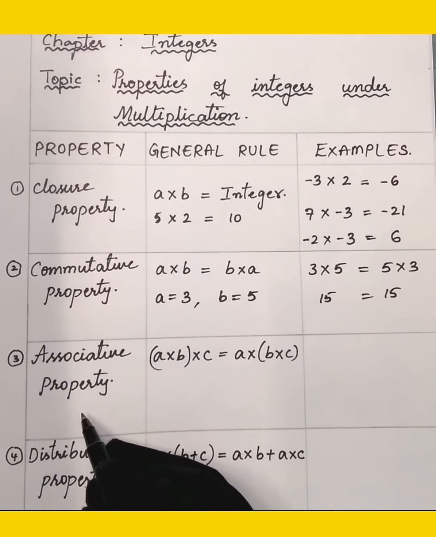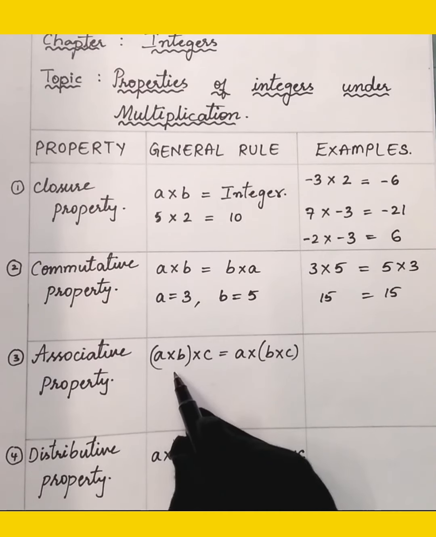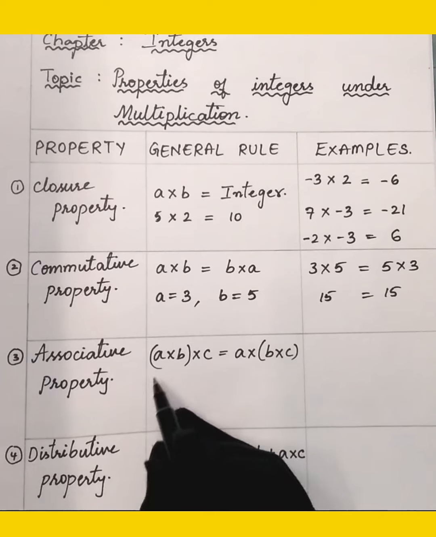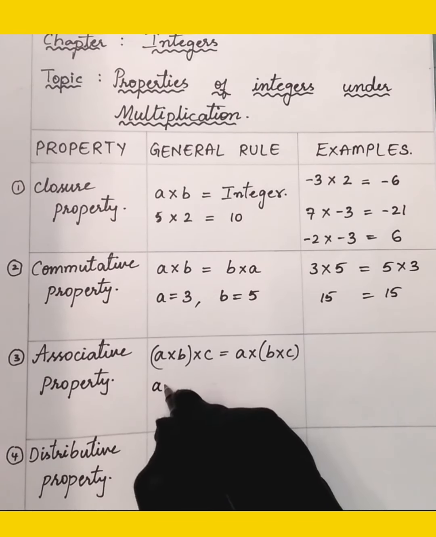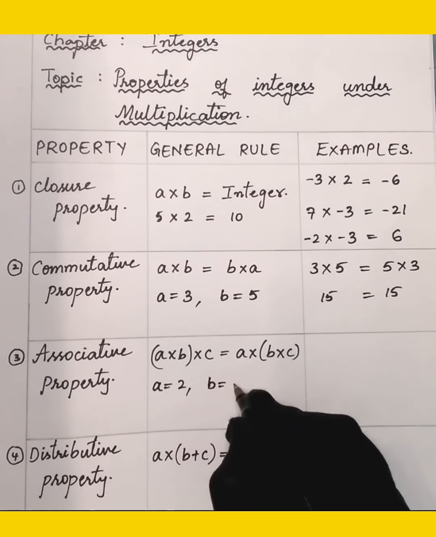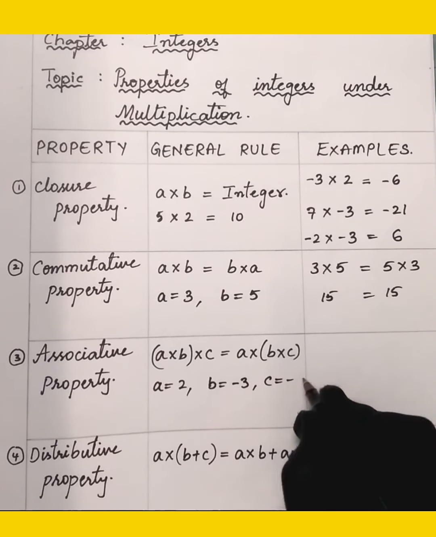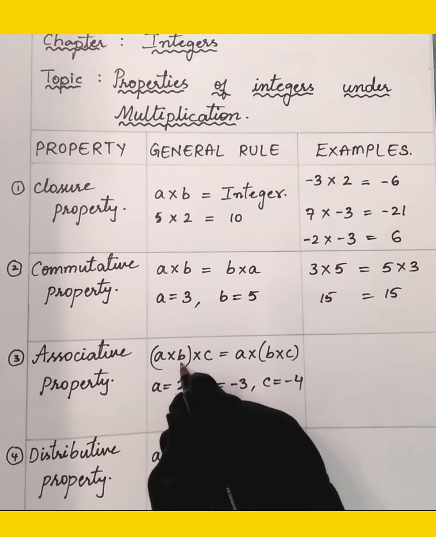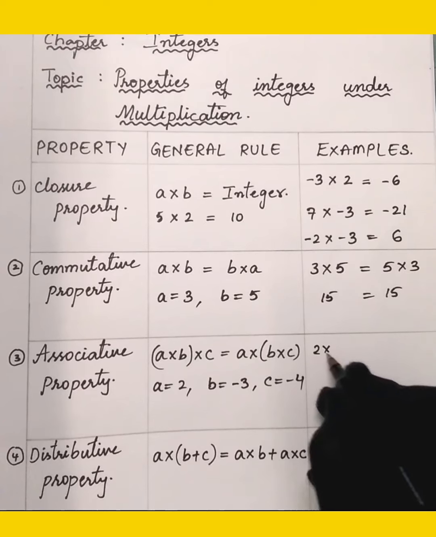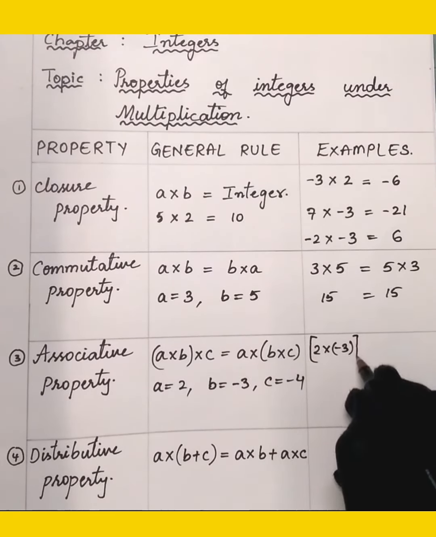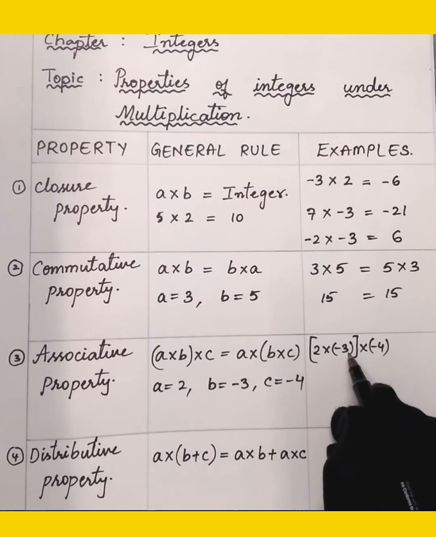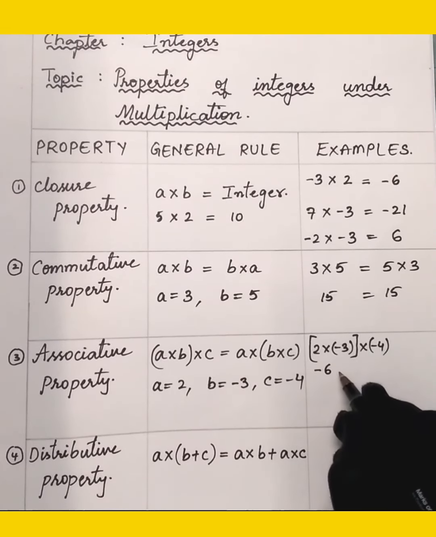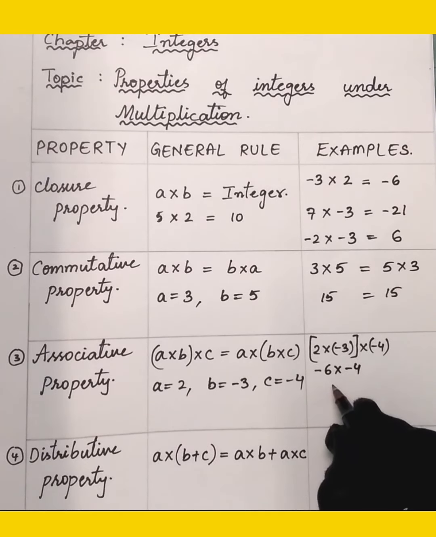Next property is associative property. What happens in associative property? If three integers are there, a, b and c, so (a into b) into c is equal to a into (b into c). Let's take an example. If a is equal to 2, b is equal to minus 3 and c is equal to minus 4. Let's see what happens. Let's take a into b. What is a into b? 2 into minus 3, into c. What is c? Minus 4. What happens? 2 into minus 3 will be minus 6, into minus 4. 6 4s are 24. Minus 6 into minus 4 we get 24.